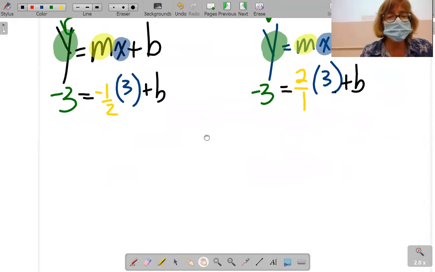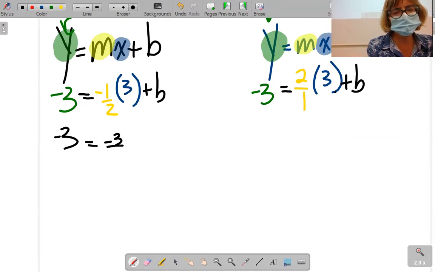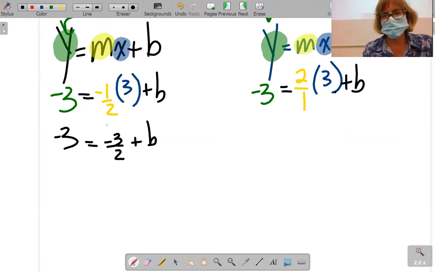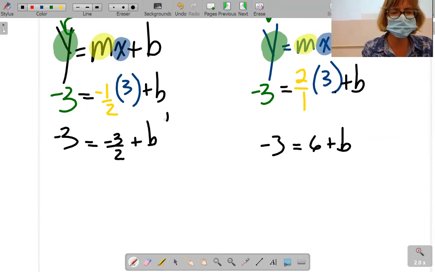Okay, now you solve for b for both of these. Okay, so here we have -3. This is going to make -3/2 plus b. On the right, 2 times 3, that's 6. So we have -3 equals 6 plus b. Remember, this is perpendicular. This one's parallel. This one's the a. This one's the b.